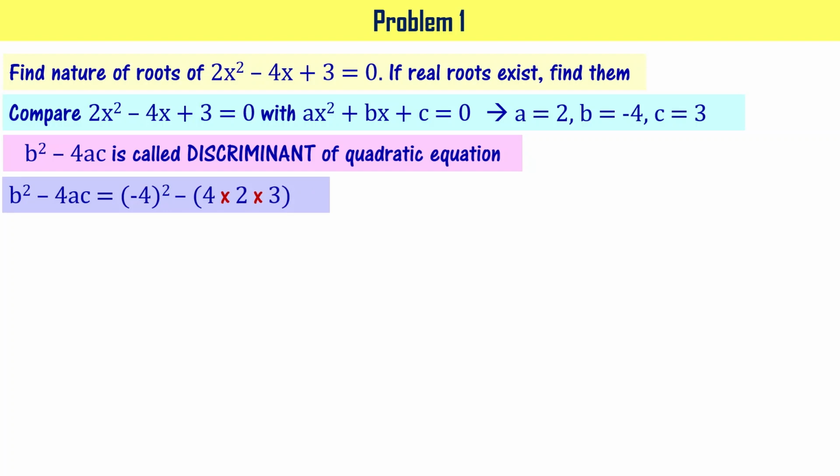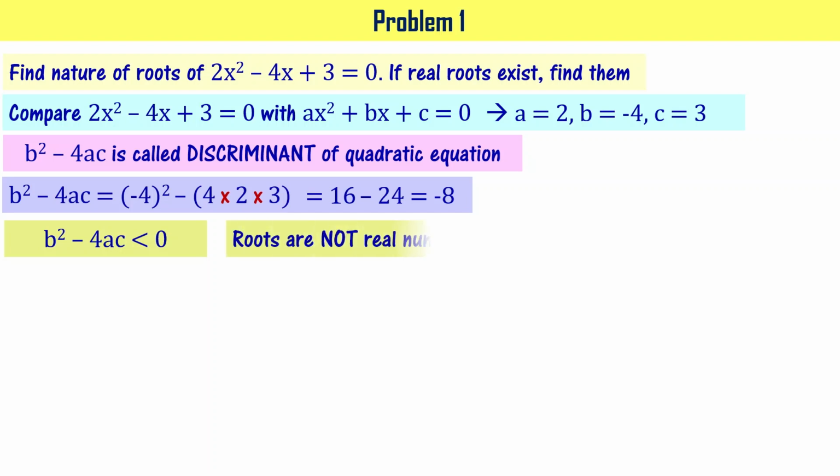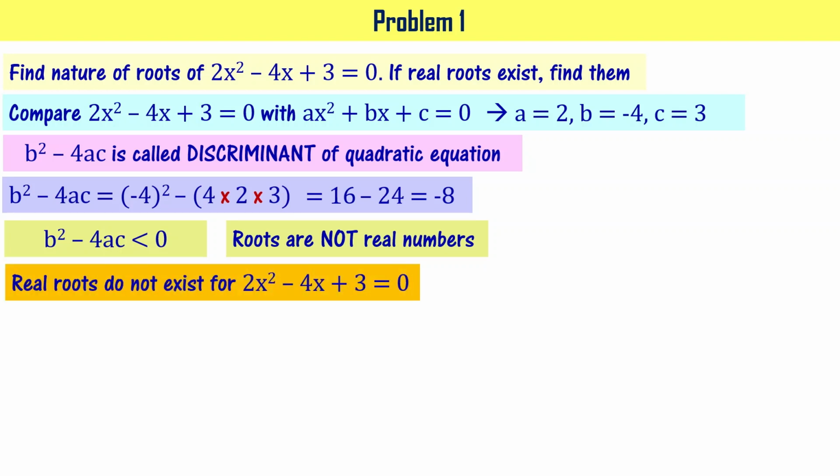When you substitute a, b, c values into this equation and simplify, you get b square minus 4ac as minus 8, right? It means b square minus 4ac is less than 0. In such a scenario, we said that roots are not real numbers, they are imaginary numbers, right? Hence, we can say that real roots do not exist for 2x square minus 4x plus 3 equal to 0. This is the answer we are looking for. Let's take a look at another problem.